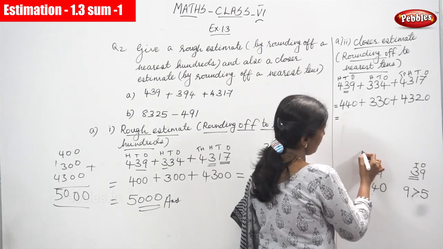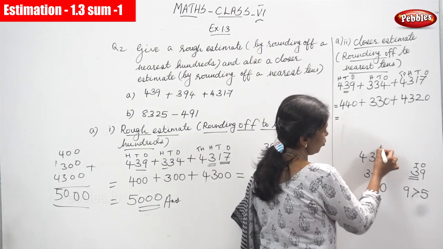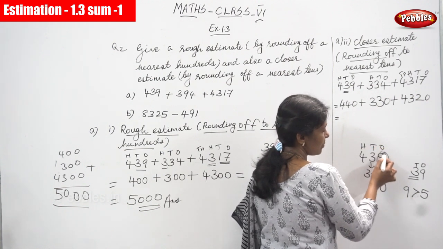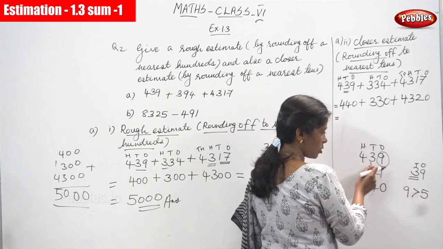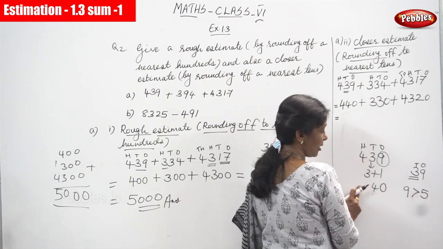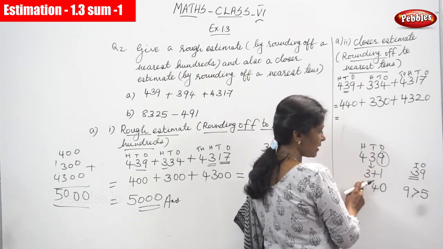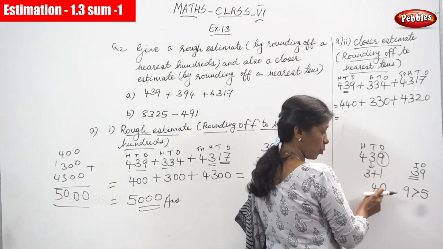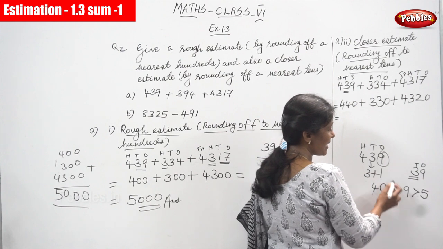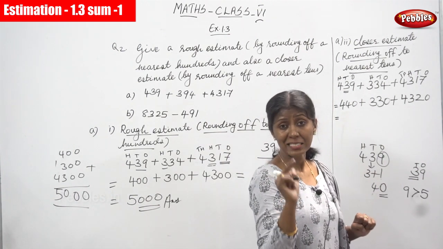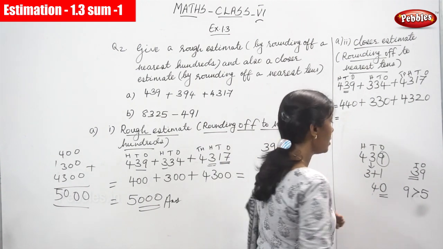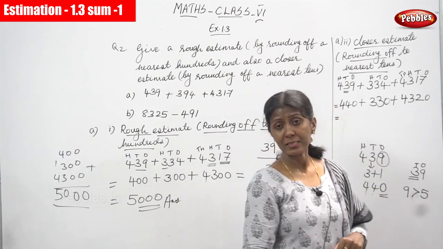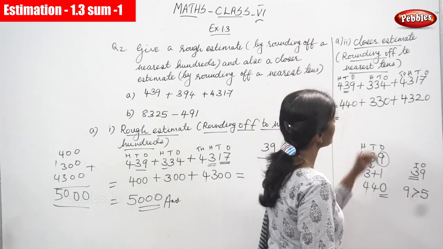So that is the number 439: ones, tens, hundreds. Because the ones place value is more than 5, you add 1 with the tens place value. What is the number in the tens place value? 3. 3 plus 1 becomes 4, and in the ones place value you put 0, because nearest 10 means the last digit becomes 0. That means the ones digit becomes 0. Then after that you write the hundreds place value, that is 440. That is the answer, 440. You got the right answer. Second is what?